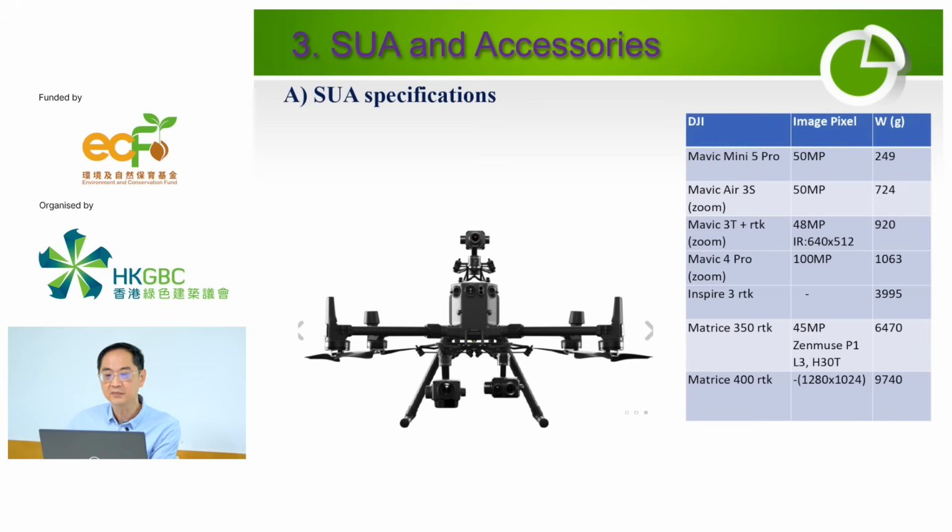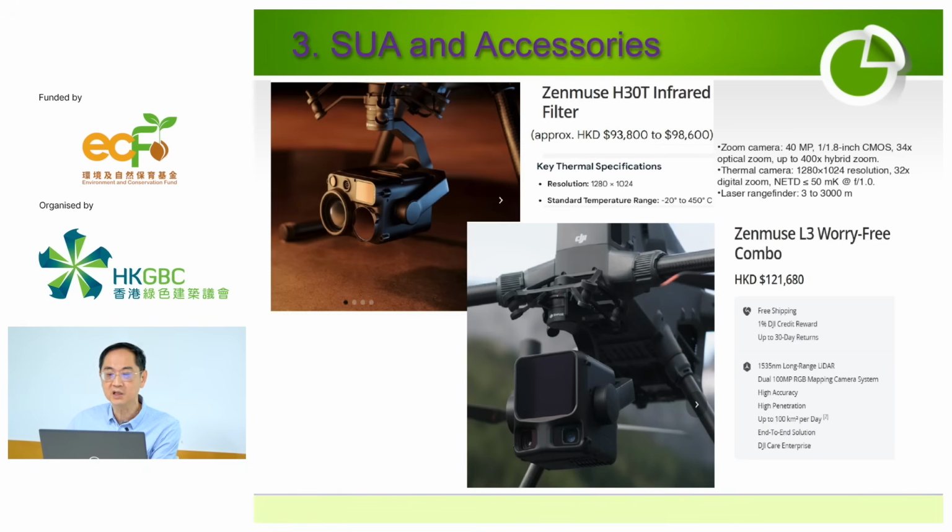For example, the Matrice 350 RTK or 400 RTK. And then we can equip it with our latest H30T, the thermal cam with zoom. Its resolution is the highest one, you can see. Okay, more than 1280 by 1024.